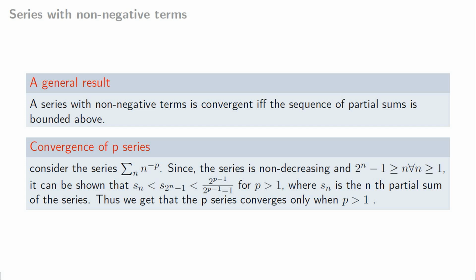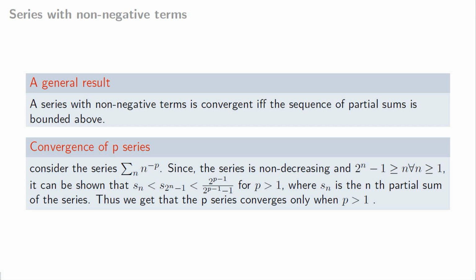Since the partial sums for the series are non-decreasing, we find that Sn, that is the summation up to n terms, is less than S of 2 to the power n minus 1, that is the summation of the series up to 2 to the power n minus 1 terms, which is less than 2 to the power (p minus 1) divided by 2 to the power (p minus 1) minus 1 whenever p is greater than 1. As usual, Sn is defined as the nth partial sum of the series. Thus, we get the sequence of partial sums bounded above for p greater than 1, and hence, applying the above result, the P series converges only when p exceeds 1.